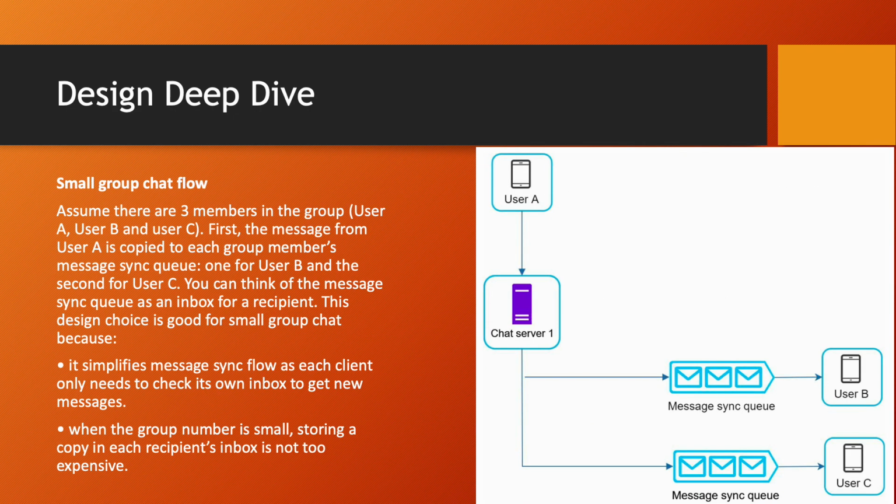Now, small group chat flow. Assume there are 3 members in the group, user A, B, and C. First, the message from user A is copied to each group member's message sync queue, one for user B and second for user C. You can think of the message sync queue as an inbox for a recipient. This design choice is good for small group chat because it simplifies the message sync flow as each client only needs to check its own inbox to get the new messages. When the group number is small, storing a copy in each recipient inbox is not too expensive.